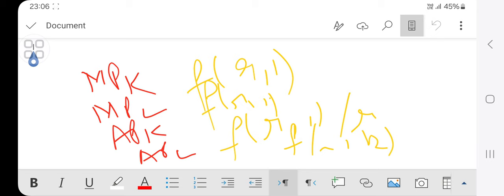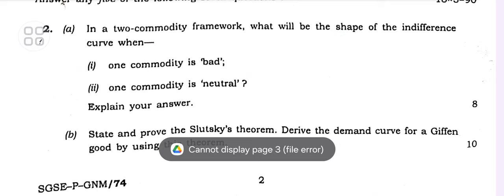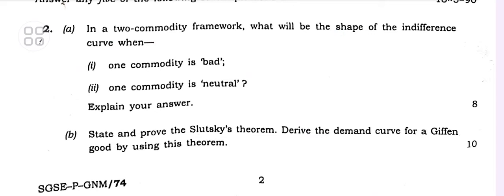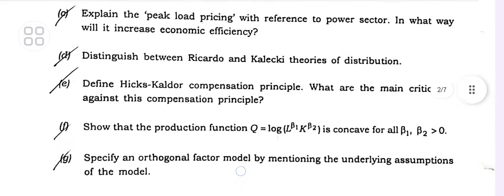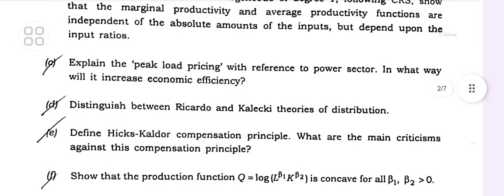Now we will move to the third question. What is the peak load pricing with reference to power sector, and in what way will it increase economic efficiency? So what is peak load pricing? Peak load pricing means charging, very easy.